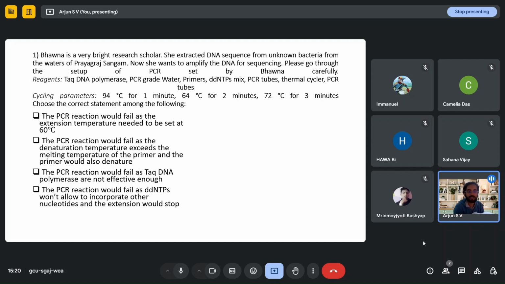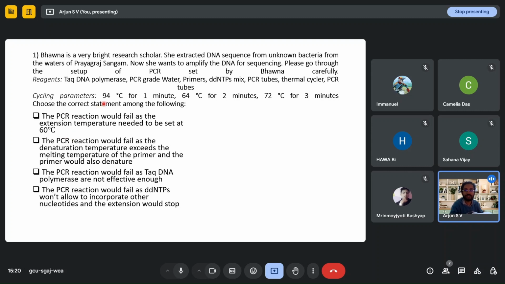Okay, so I'll go over the options one by one, and I'll discuss whether this is possible or not. So the first option is the PCR reaction would fail as the extension temperature needed to be set at 60 degrees Celsius. So this option is pretty debatable.